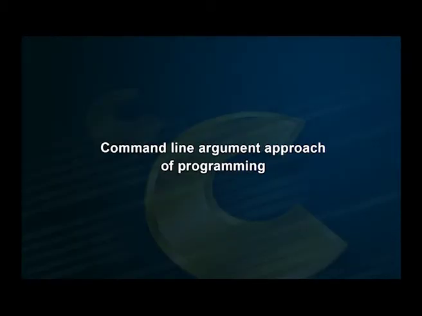Now, let us move to the next program to understand the command line argument approach of C programming. In this program, we will see the basic concept of the command line argument approach in C. This program basically reads a different number of arguments from the command line and prints the entered strings one by one.